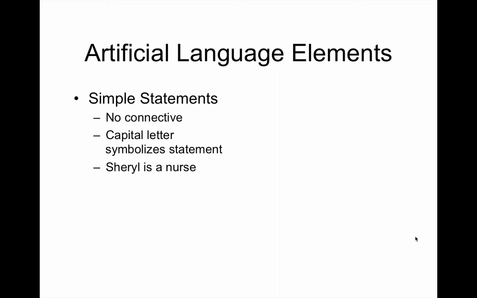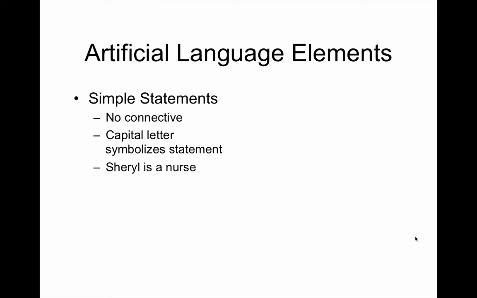Our artificial language is made up of three elements. First, we have simple statements. Simple statements are those statements that do not have a connective. Now you might ask, well, what's a connective? We'll get there, but for right now, that's the easiest way to define a simple statement. We're going to symbolize a simple statement with a capital letter A through Z. Here's an example. Cheryl is a nurse. So as with our previous system of deductive logic, in natural deduction, we enlist an artificial language to help us organize statements for logical clarity.